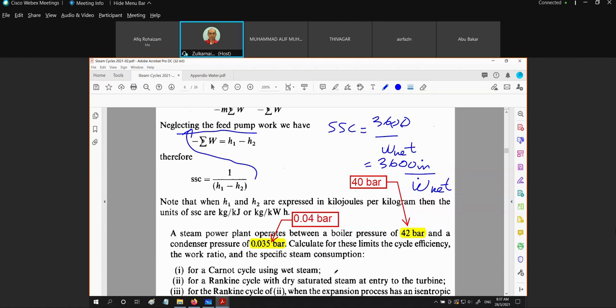So let us look at the example. This example, but I'm not going to use these figures.